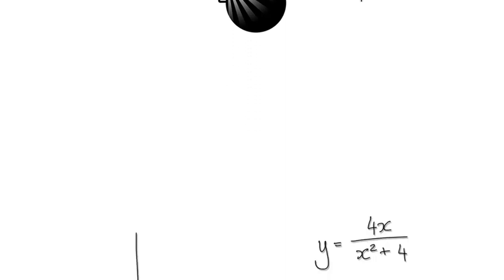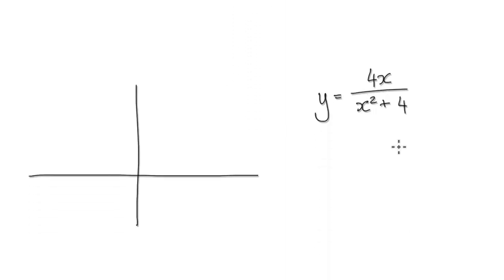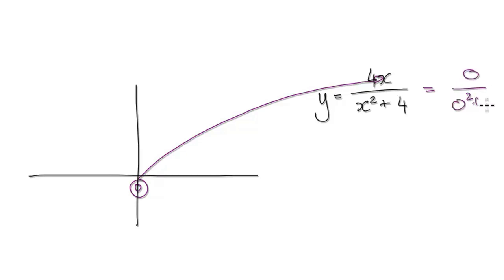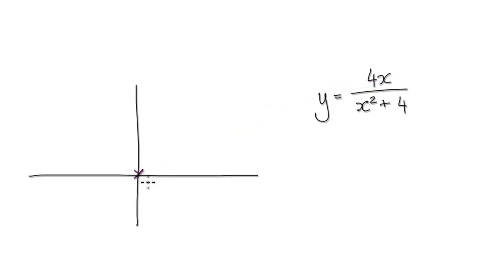In this video we're going to try and sketch this graph here. So let's see what happens when we put 0 into here. When you put 0 into there, it would be 0 over 0 squared plus 4, which will be 0. So when it's 0, we know it passes through the origin. Let's see what happens at 1 and at -1.